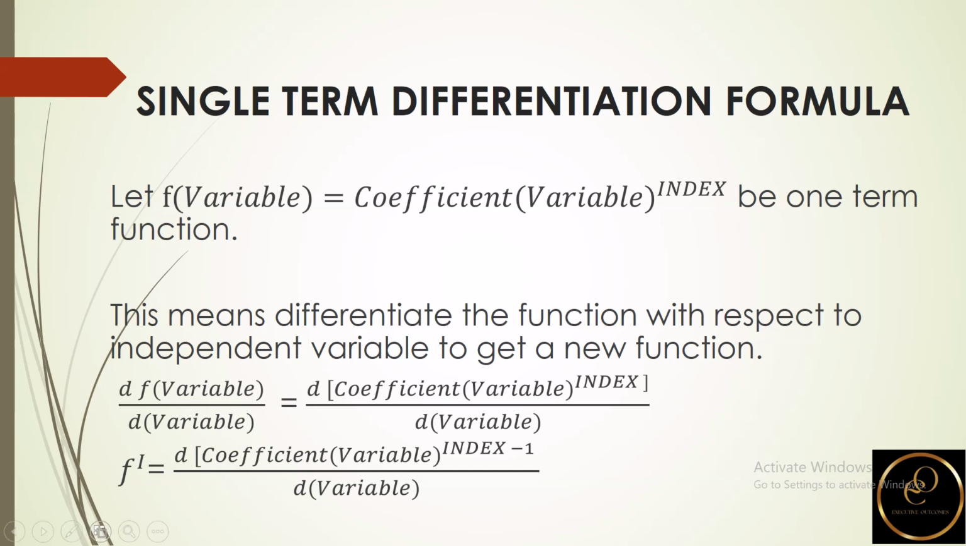The derivative of a function is given as d of the function over d of the variable. So it can be written as d, then you start with the coefficient of a variable which is raised to a particular index, over d of the variable. When that process is complete, that's how we differentiate a single term function.